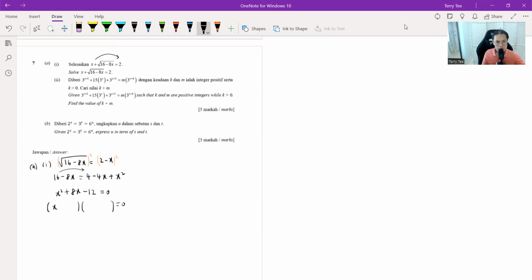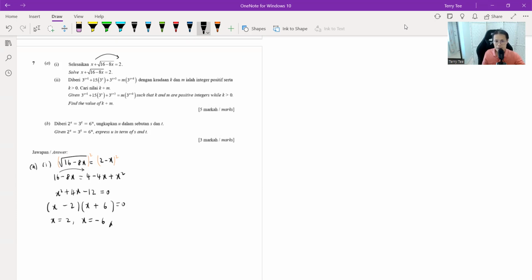Wait, this is 12, 6 and 4. I wrote this wrongly, sorry. 8 minus 4 is 4, sorry. So this one should be 6 and 2, plus and minus. So x is now 2 or -6.